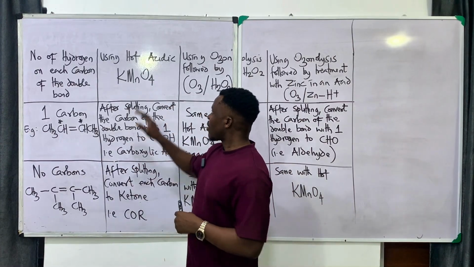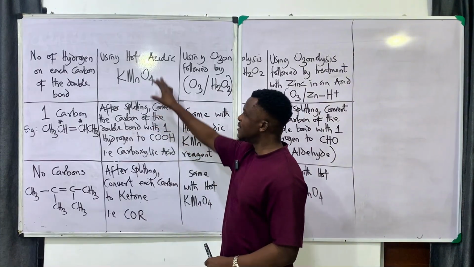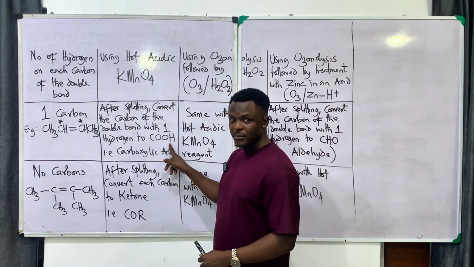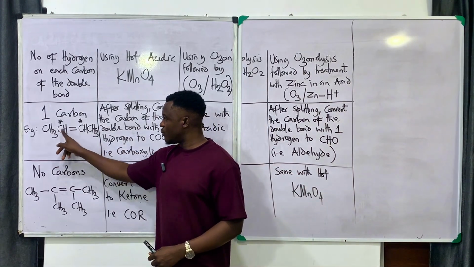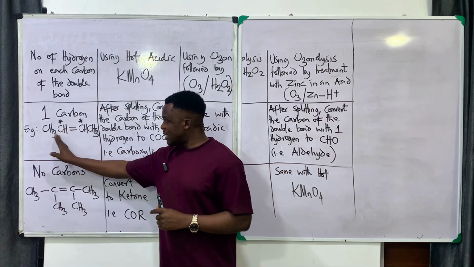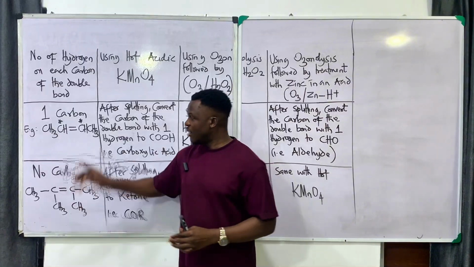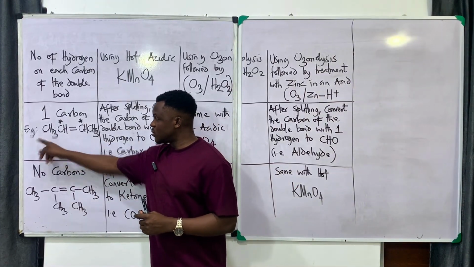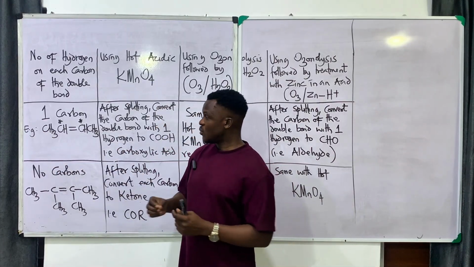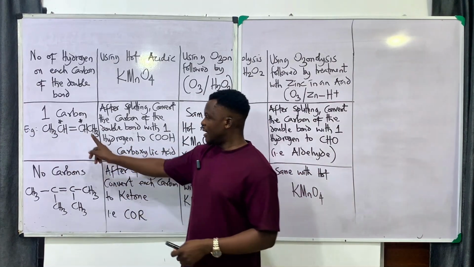So I said, if I was using hot acidic KMnO4, after splitting, this is going to convert the carbon of the double bond with one hydrogen to COOH, right? But in this case, this compound is having two carbons with one hydrogen. So after breaking this into two, it will convert the left-hand side CH to COOH. It will also convert this other CH to COOH. Now, bear in mind that every other thing that is attached to this will still be attached. This CH3 will still remain, and this CH3 is still going to remain, right? So after splitting, this CH is converted to COOH, carboxylic acid, and this CH is also converted to COOH, carboxylic acid.